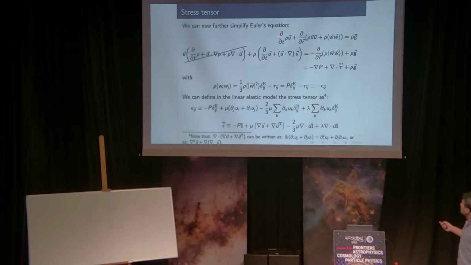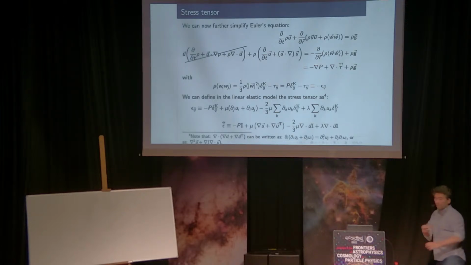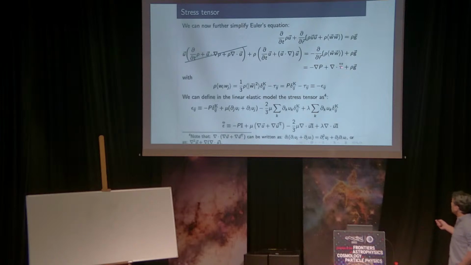What happens now is that you can further simplify Euler's equation by taking the continuity equation, and then you can try to model this tensor. This tensor, which is of these random motions, if you want. So essentially, in our case study, this will model the virialized motions. And you can find that there is a pressure and there is a stress tensor.